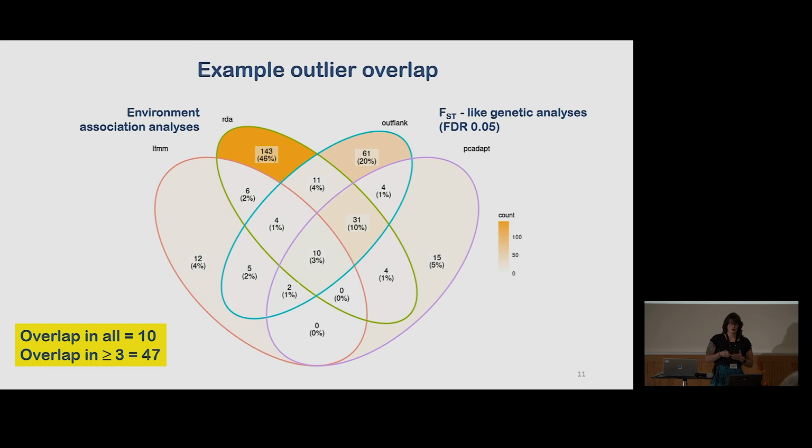So the first thing I'll point out is the RDA actually had the largest number of outliers, which indicates we might have a lot of SNPs that are weakly selected for or a lot of polygenic traits. The overlap in all 4 of the analyses was 10, so this is the strongest evidence we have that it's probably a true positive. And then overlap in at least 3 methods was 47. So moving forward, I'll take this information, look at those SNPs, cross-reference that with our annotated transcriptome to see which genes these actually came from, and then see which environmental factors those correlate with, and see what is actually driving local evolution or local adaptation in this species.